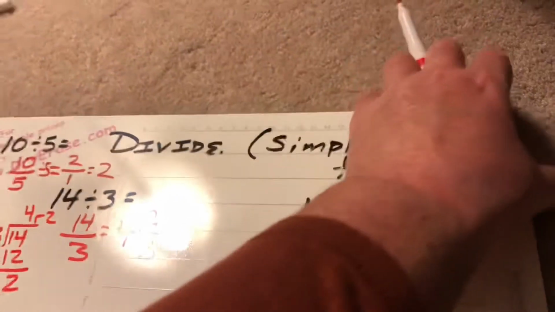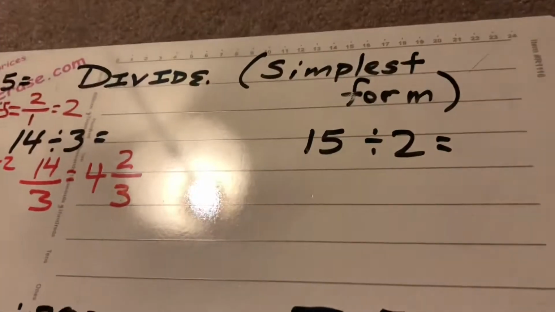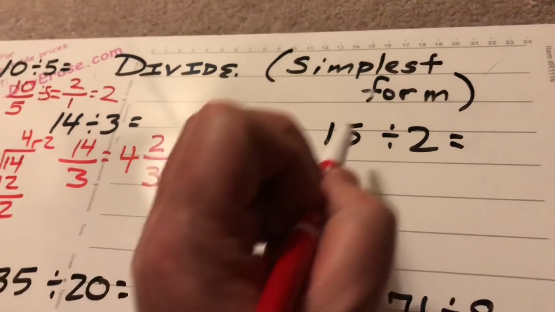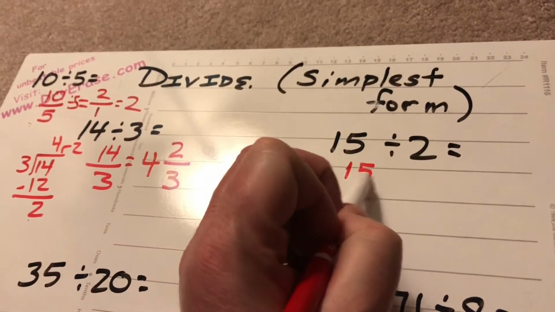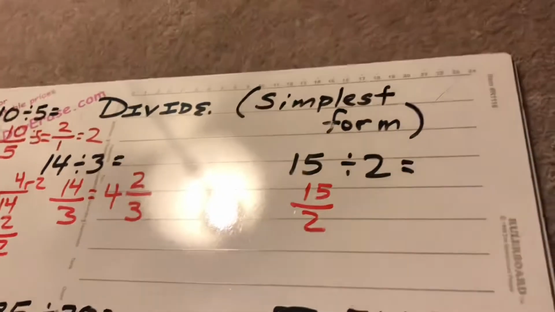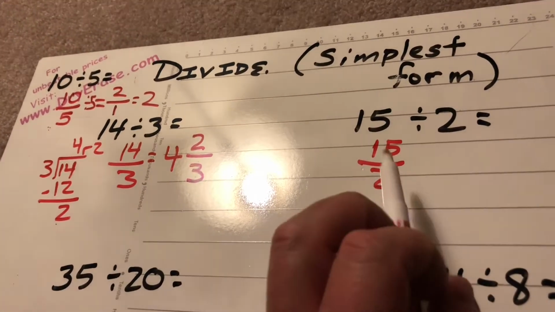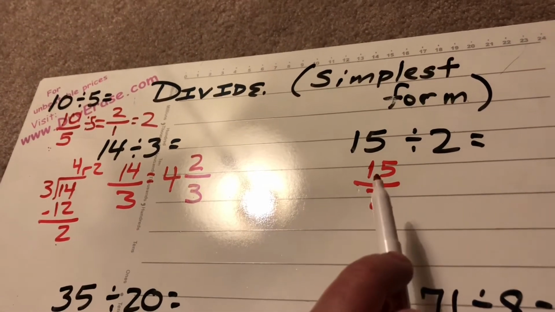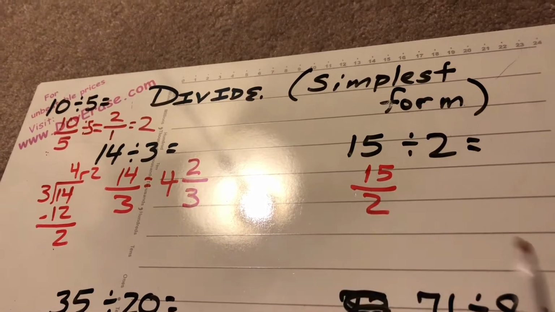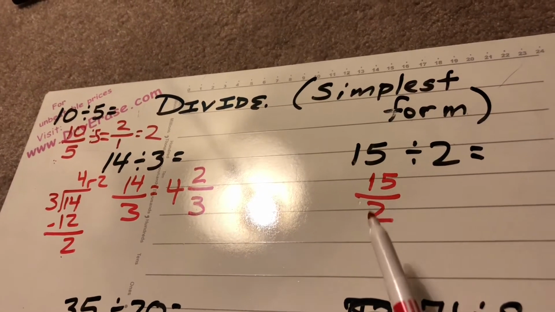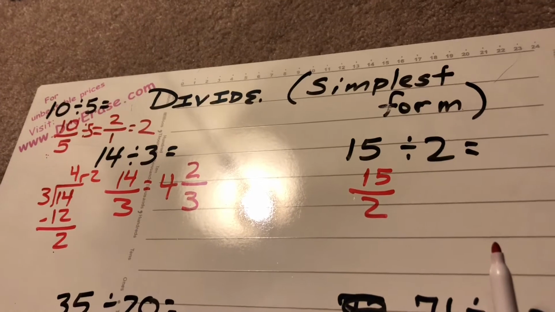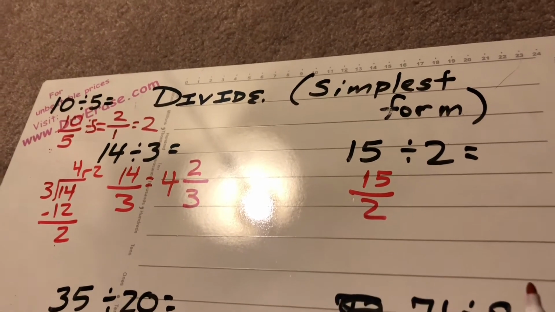Now, if we do this one, 15 divided by 2, I'm going to think of this as 15 over 2. There's no number besides 1 that can go into both 15 and 2. A lot of numbers can go into 15, like 3 and 5, but the only one that can go into both is 1. So that's going to be in simplest form.